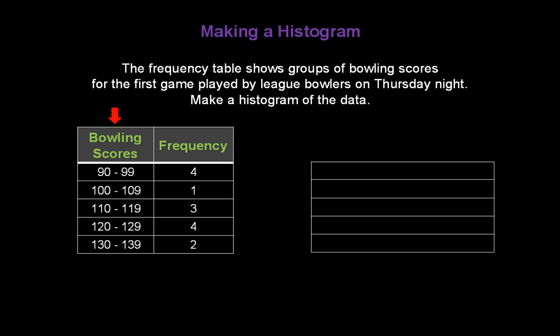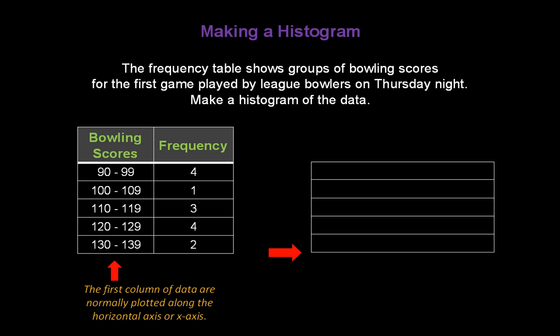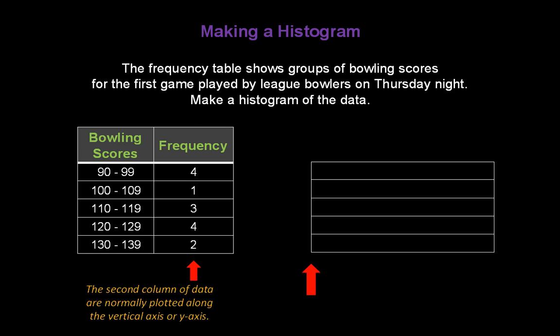Scores from 90 to 99, 100 to 109, 110 to 119, and so forth. Equal intervals of 10. On the second column, that's the frequency, how often somebody scored in that group. That's why this is called a frequency table. The first column of data are normally plotted along the horizontal or the x-axis, while the second column of data are normally plotted along the vertical or the y-axis.